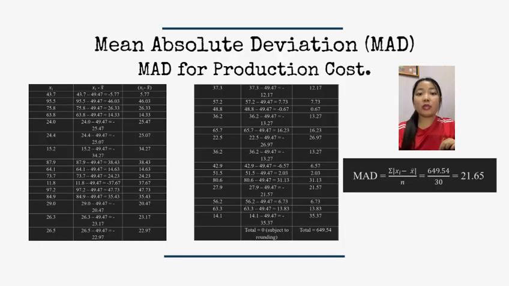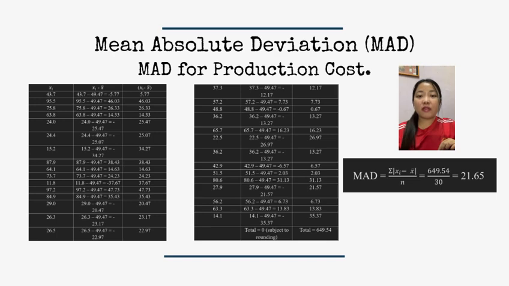Secondly, mean absolute deviation, or MAD. MAD is a statistical measure used to quantify variability or spread in a dataset. How to calculate MAD is by following the formula given. The first step to find MAD is to calculate the mean, and after that, we take all of the data for production cost and profit margin one by one and subtract the mean.